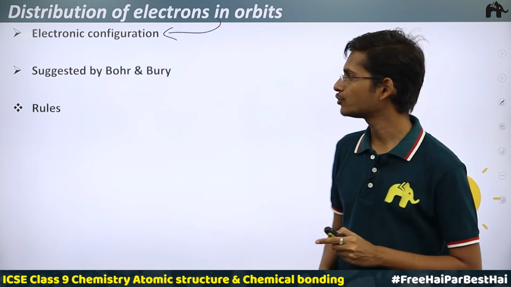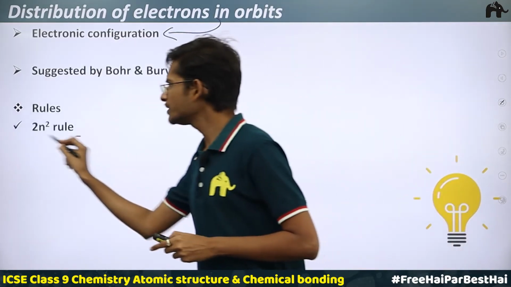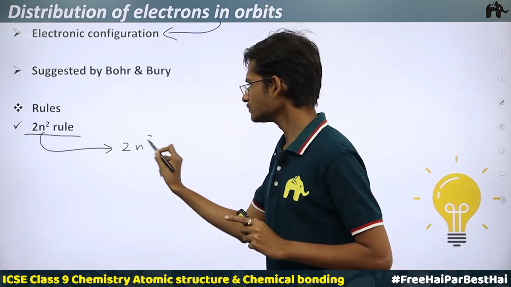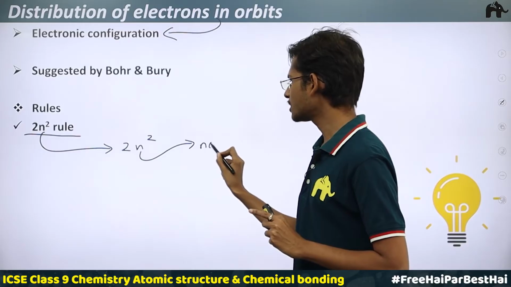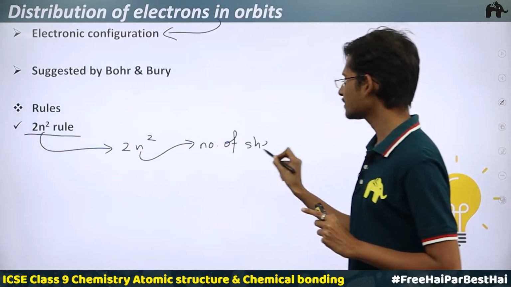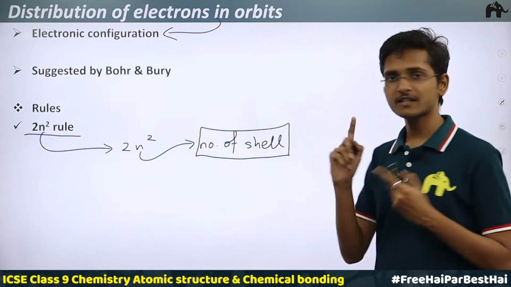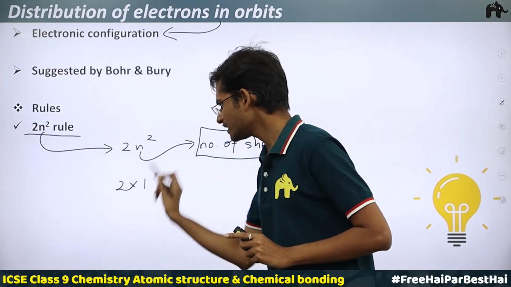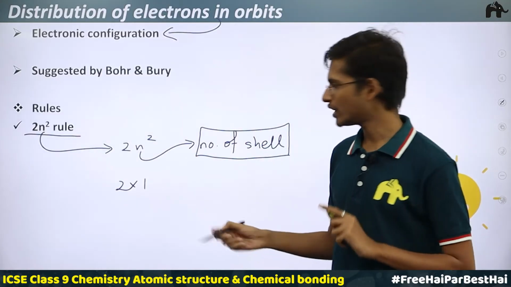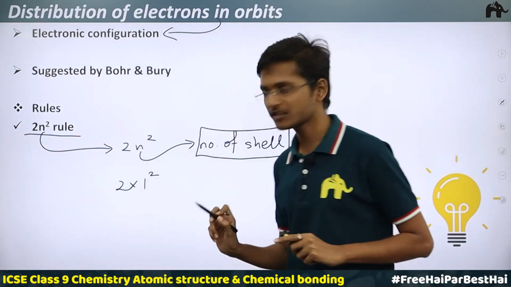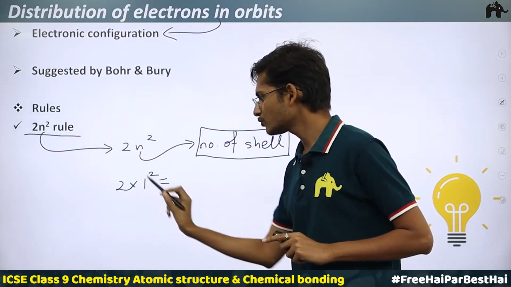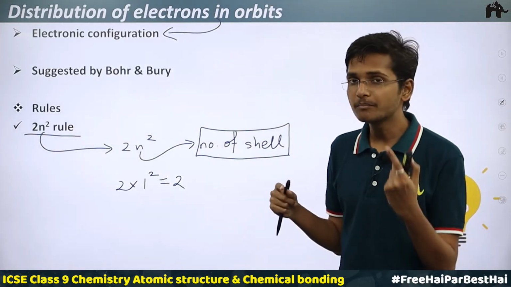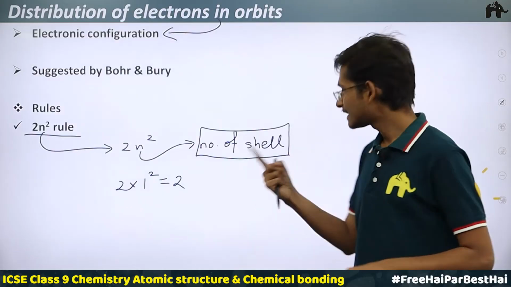Very simple rules are there. First rule is the 2n square rule. You can just remember it in this way. In 2n square, this n is actually the number of the shell which we are considering. So if I am considering the first shell, I would substitute n as 1, and 1 square I would write because it's n square, and then I would calculate. So 1 square is 1, 1 into 2 is 2. Whatever answer I get, that would be the maximum number of electrons which can occupy that shell.